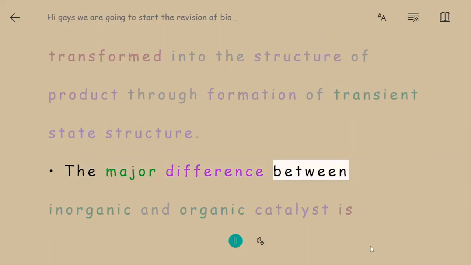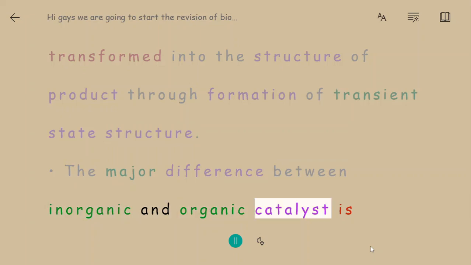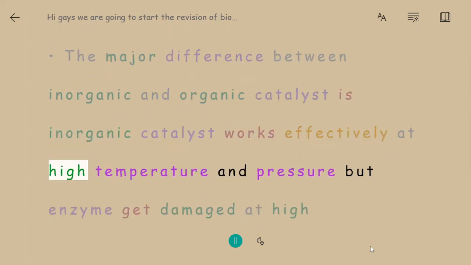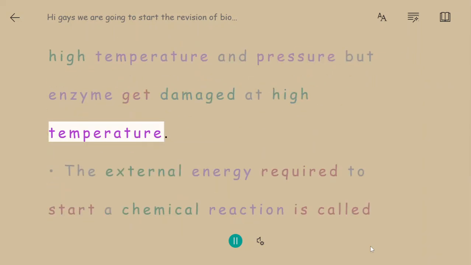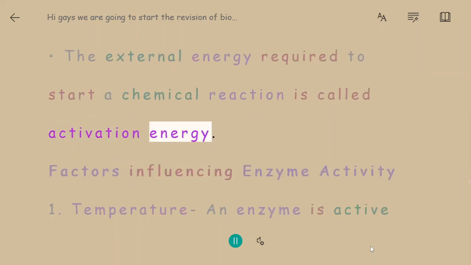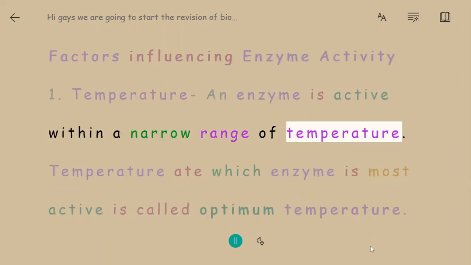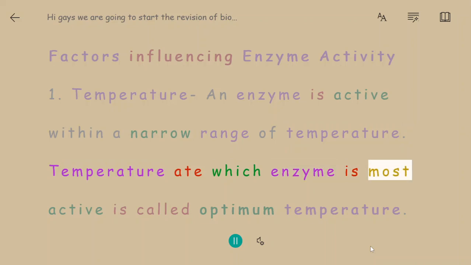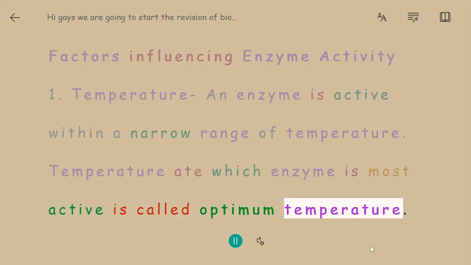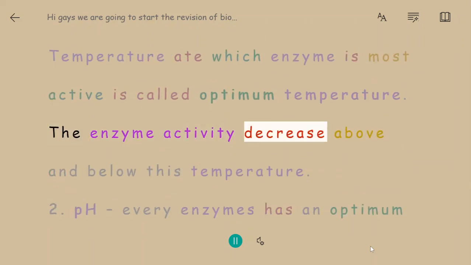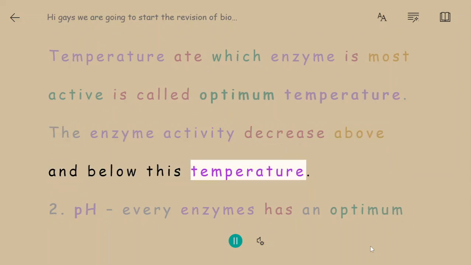The major difference between inorganic and organic catalysts is that inorganic catalysts work effectively at high temperature and pressure, but enzymes get damaged at high temperature. The external energy required to start a chemical reaction is called activation energy. Factors influencing enzyme activity. 1. Temperature. An enzyme is active within a narrow range of temperature. The temperature at which an enzyme is most active is called the optimum temperature. The enzyme activity decreases above and below this temperature.